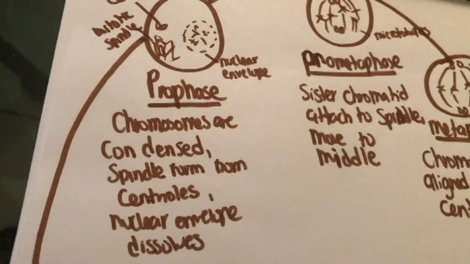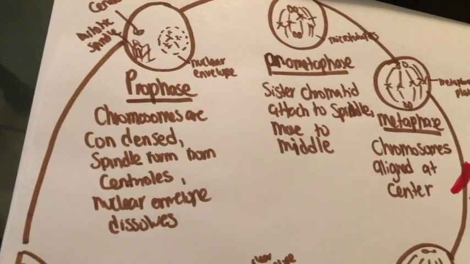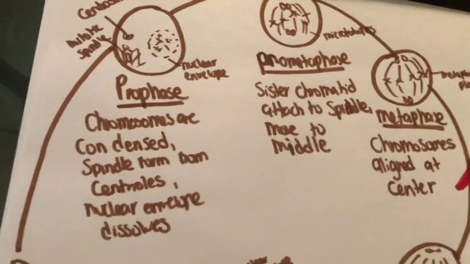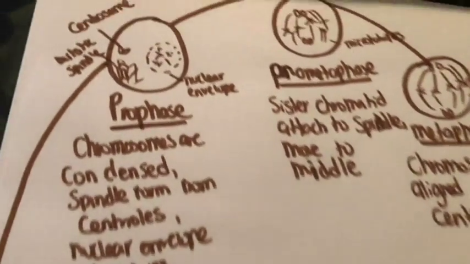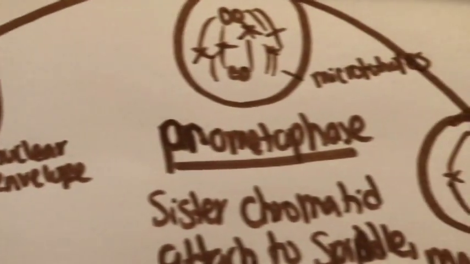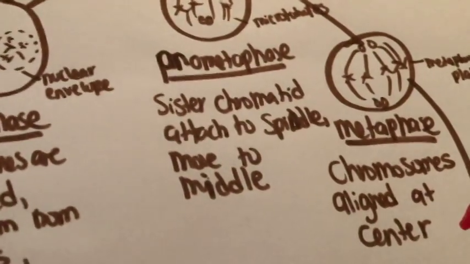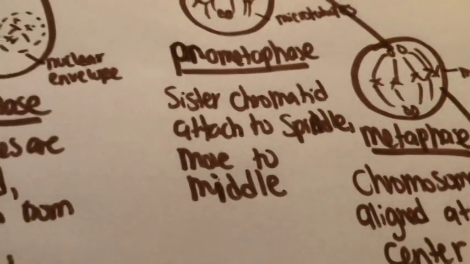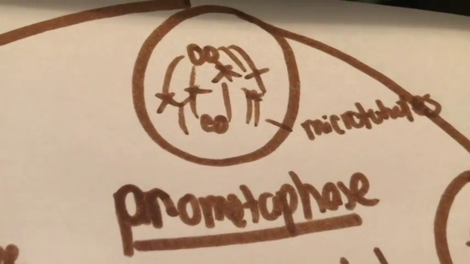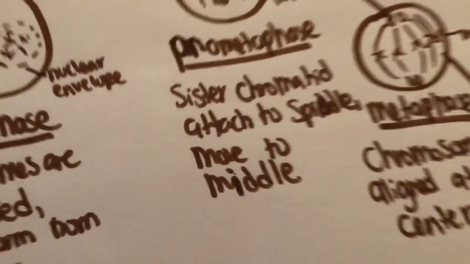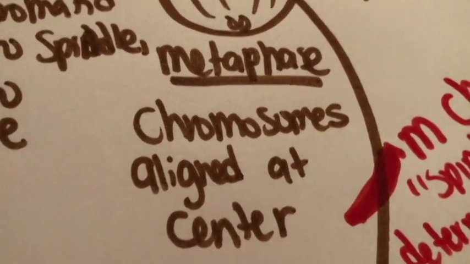In prophase, the chromosomes are condensed and the spindle forms from the centrioles start forming, and the nuclear envelope is dissolving. The next stage, which is prometaphase, the sister chromatids are beginning to attach to the spindle by the kinetochore, and the chromatids are moving towards the middle of the cell. In the next phase, which is metaphase, the chromosomes begin to align at the center.